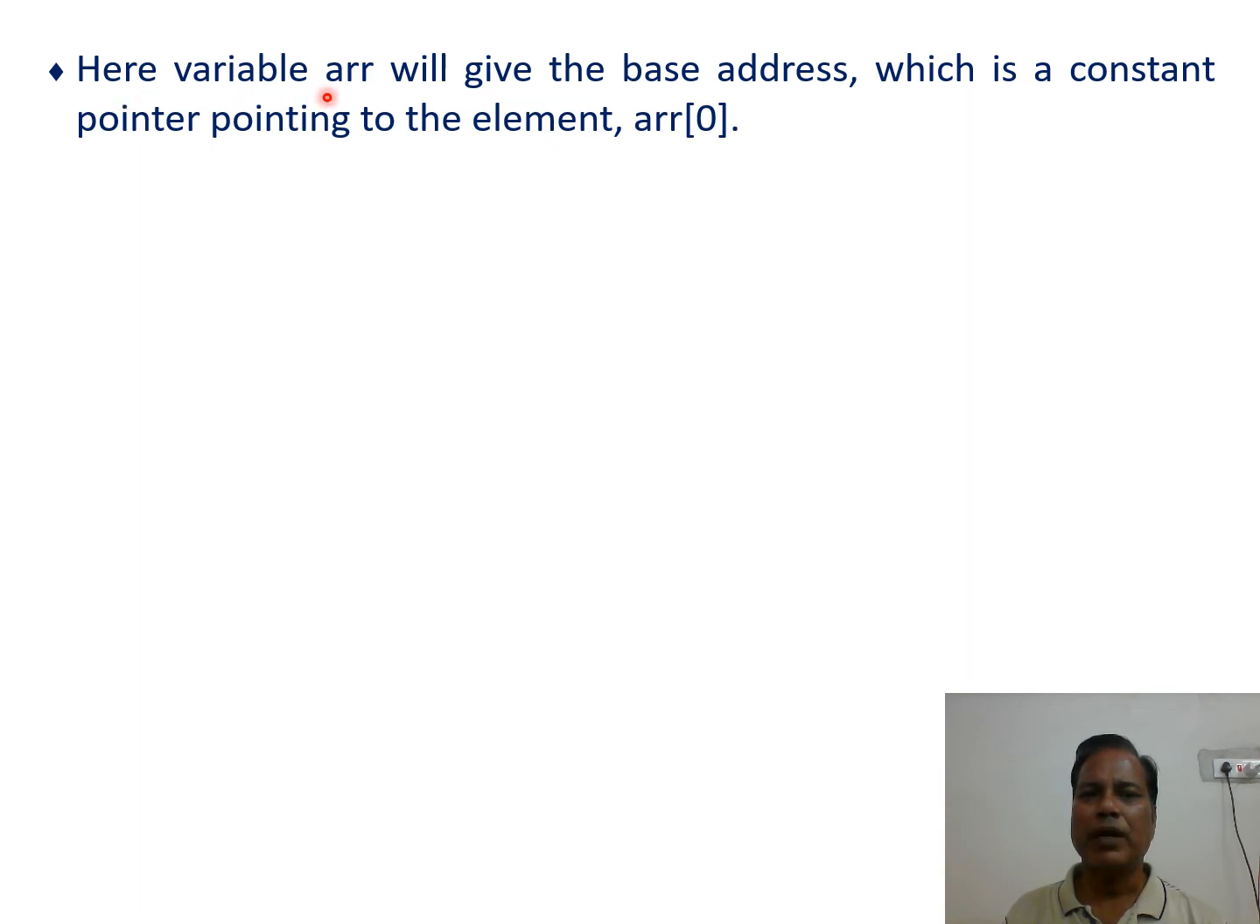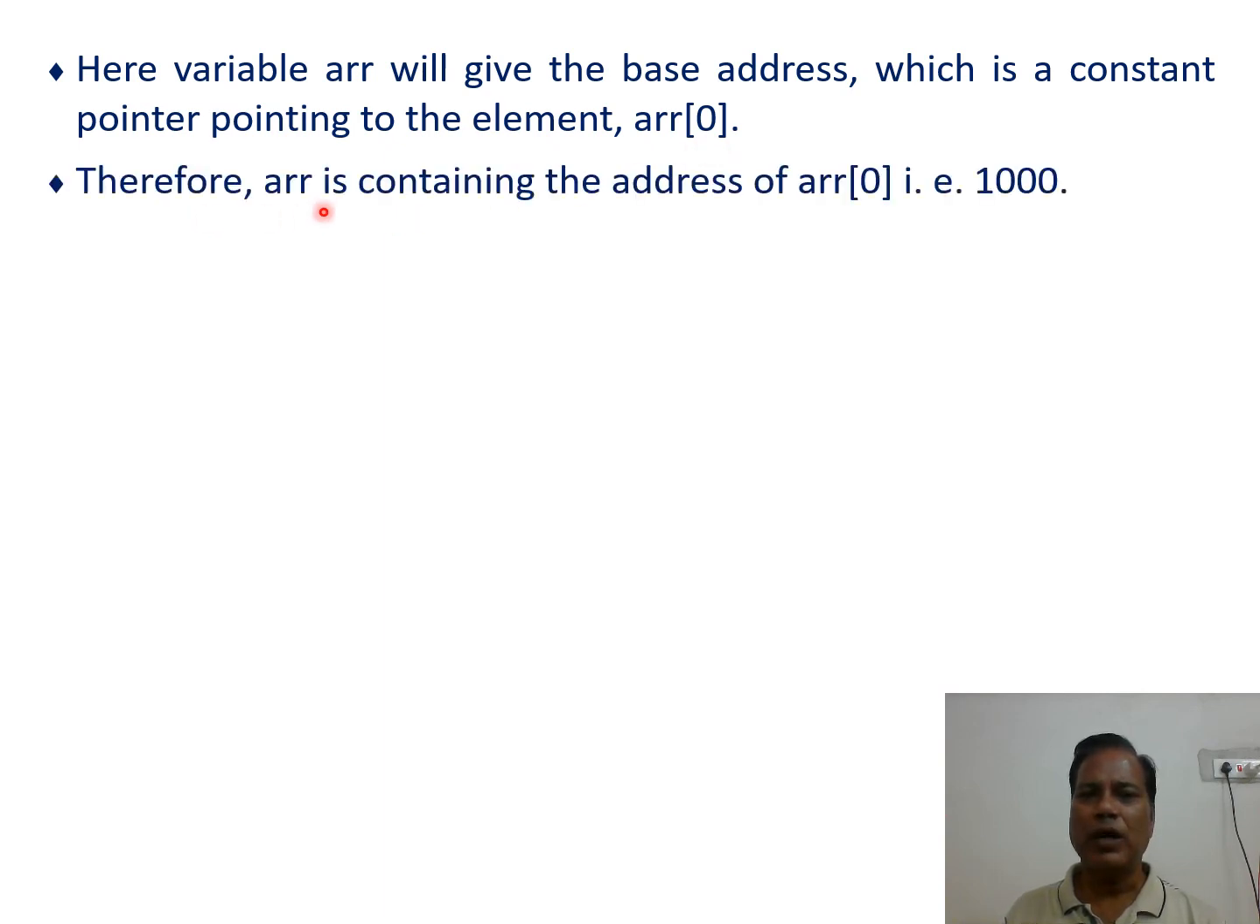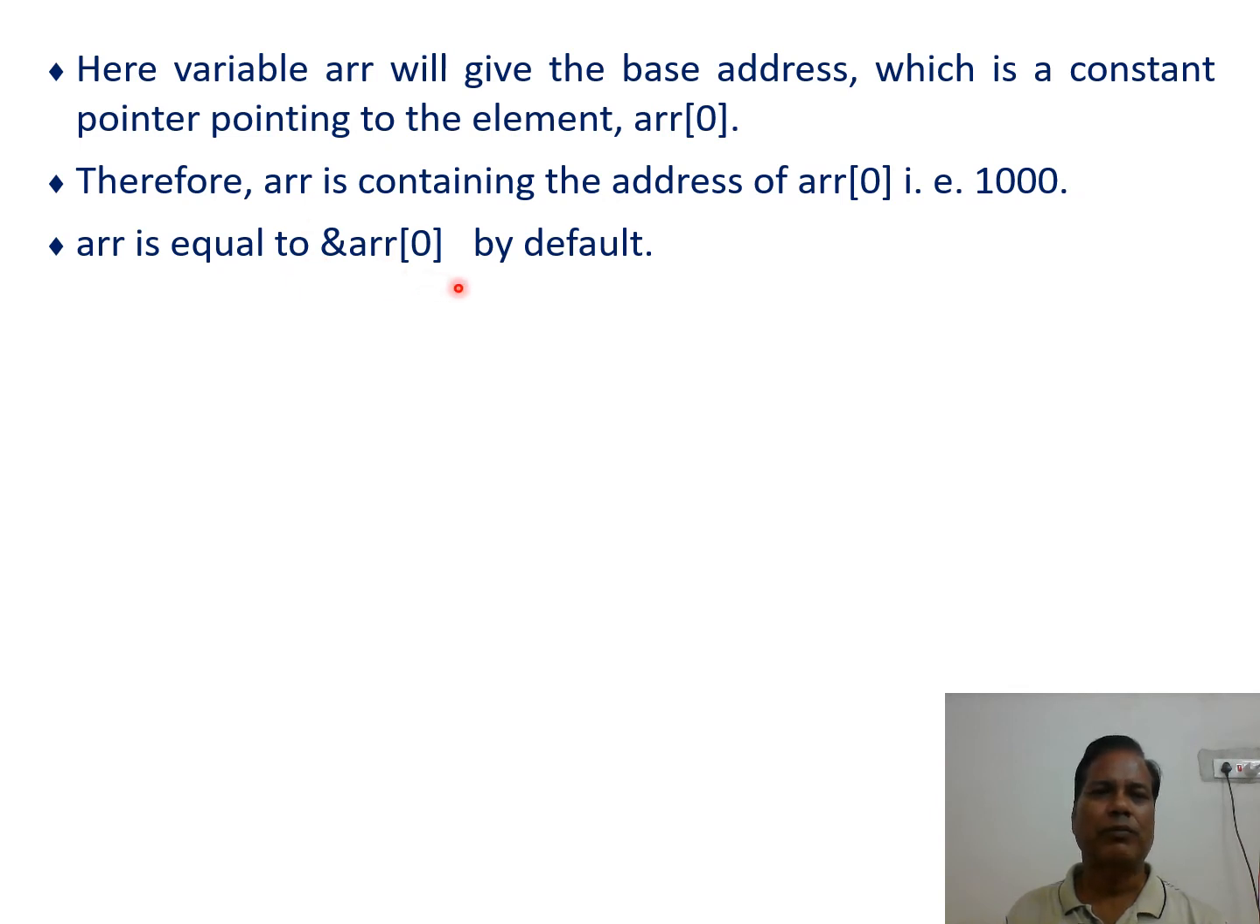Hence the variable R will give the base address, which is a constant pointer pointing to the element R[0]. Therefore, R is containing the address of R[0], that is 1000. R is equal to &R[0] by default.